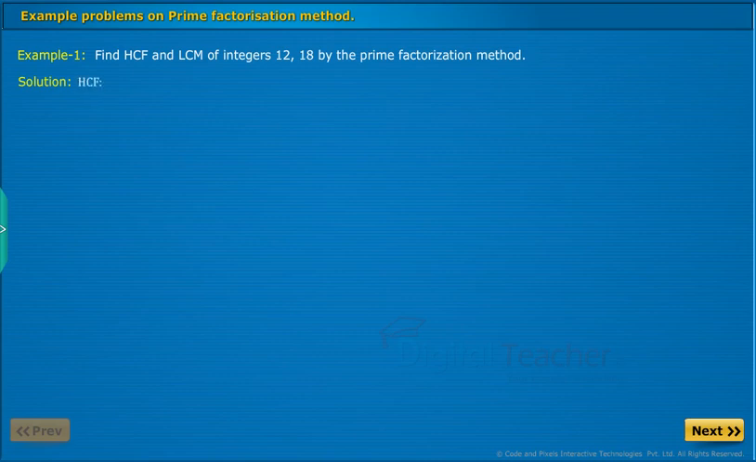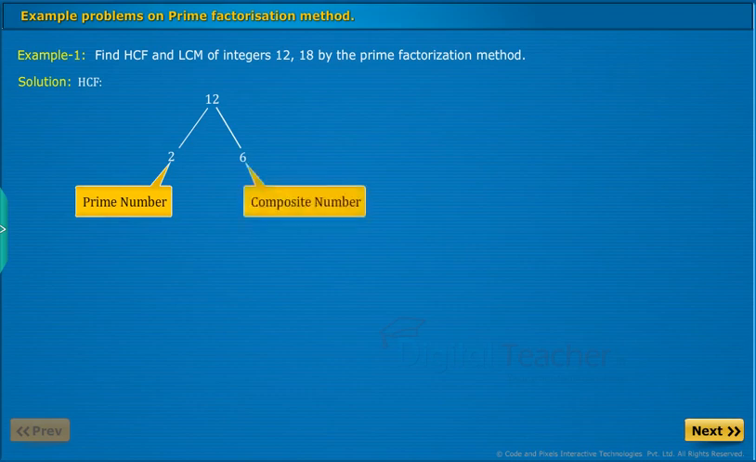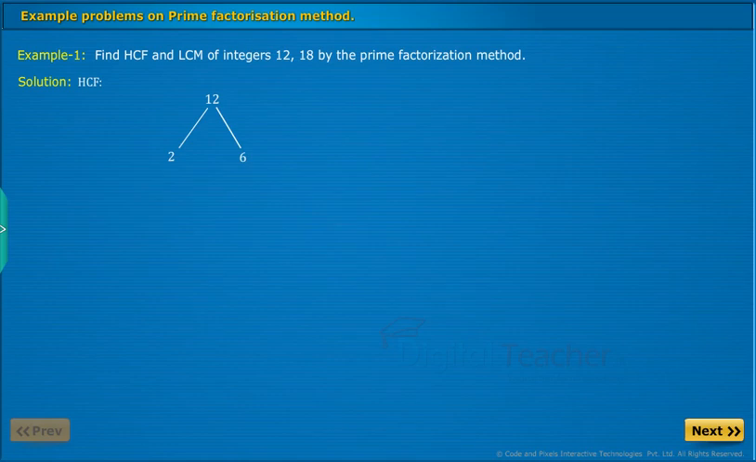Solution. Consider the positive integer 12. To find its HCF, express it as a product of 2 and 6. Here 2 is a prime number and 6 is a composite number. Now, the composite number 6 can further be expressed as the product of two prime numbers 2 and 3. In this way, the number 12 is expressed as a product of prime numbers only. Similarly, the expression of the other positive integer 18 in terms of product of primes is shown on screen.